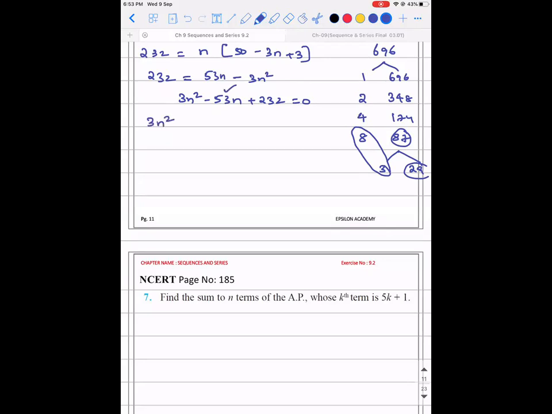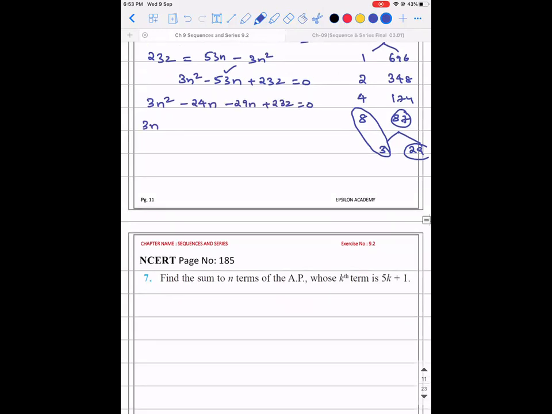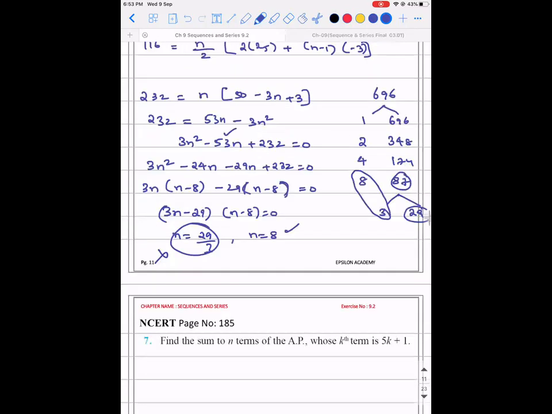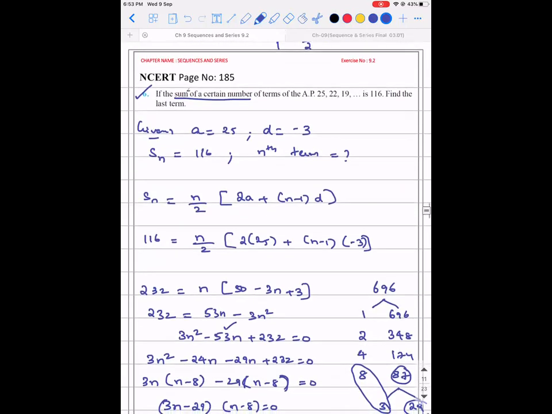So 3n square minus 24n minus 29n plus 232 is equal to 0. So 3n into n minus 8 minus 29 into n minus 8 is equal to 0. So 3n minus 29 into n minus 8 will be equal to 0. So n will be 29 by 3, which is not possible, or n is equal to 8. So this is ruled out. So n is equal to 8. So 8 terms, when you add in this sequence, you get 116.